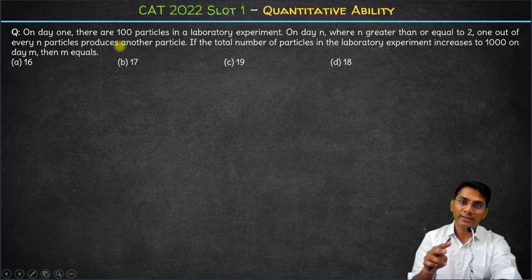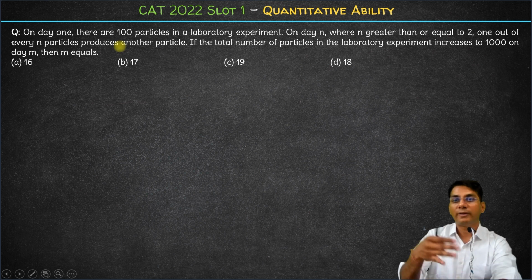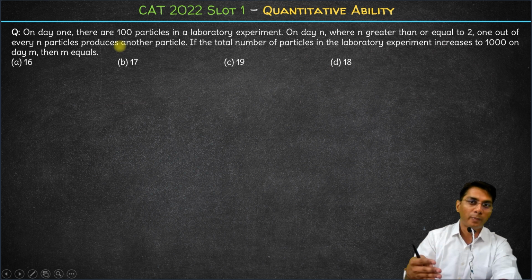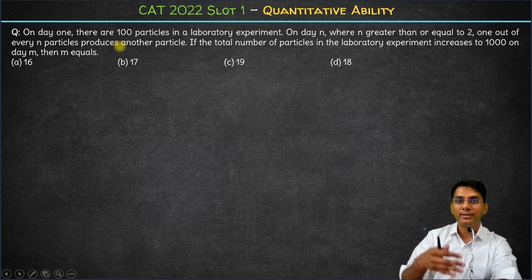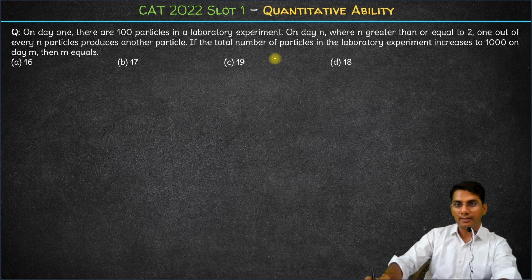For every 2 particles, there will now become 3 particles. On day 3, every 3 particles will produce 1 more particle. So for every 3 particles, now we will have 4 particles on day 3. On day 4, for every 4 particles, there will be 1 more particle. Hence for every 4 particles, there will now become 5 particles on day 4. And this will keep on going till the mth day.